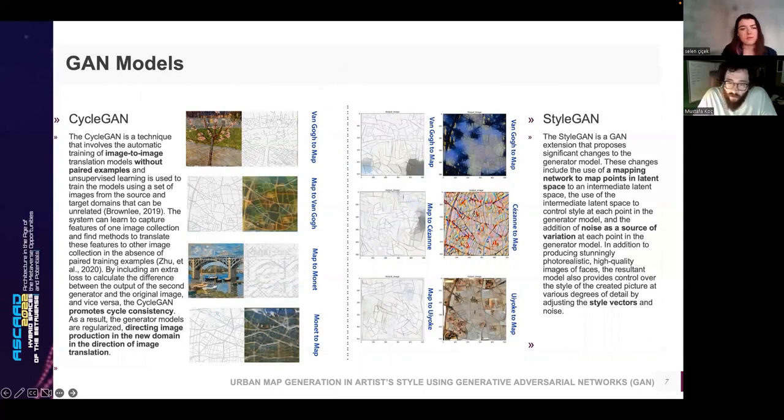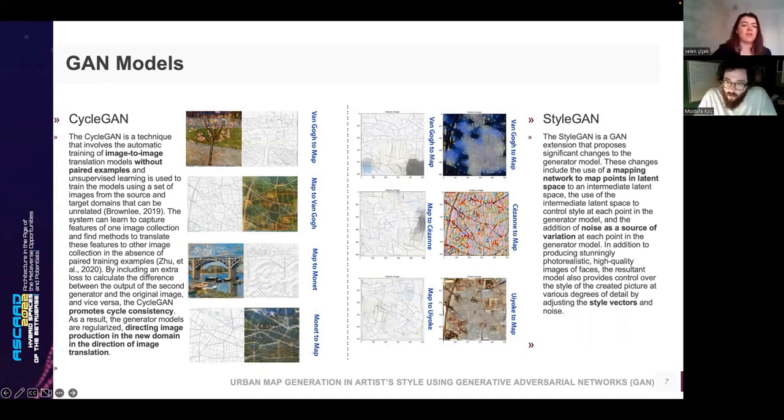By including an extra loss to calculate the difference between the output of the second generator and the original image, and vice versa, the CycleGAN promotes cycle consistency. As a result, the generator models are regularized, directing image production in the new domain in the direction of image translation. The StyleGAN is a GAN extension that proposes significant changes to the generator model.